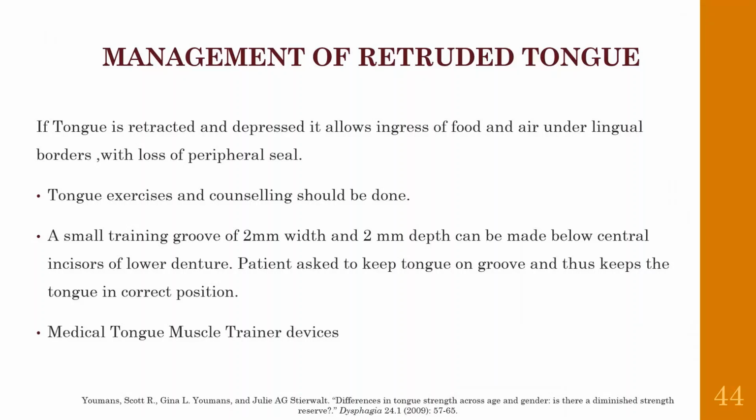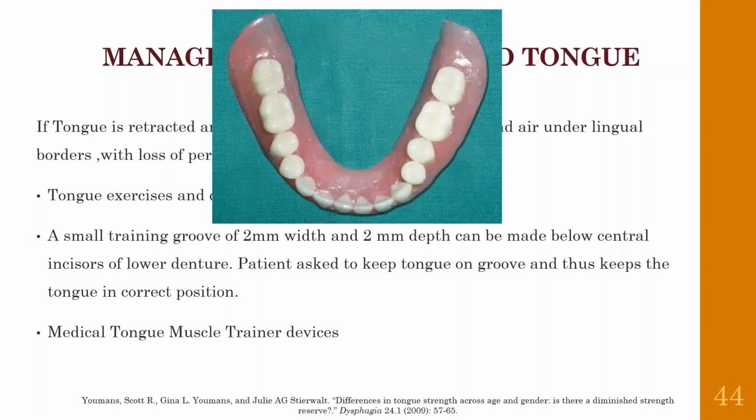If the tongue is retracted and depressed, it allows the ingress of food and air under the lingual borders with loss of peripheral seal. Tongue exercises and counseling should be done. A small training groove of 2 mm width and 2 mm depth can be made below the central incisors of the lower denture. The patient is asked to keep the tongue on the groove and thus keeps the tongue in the correct position.